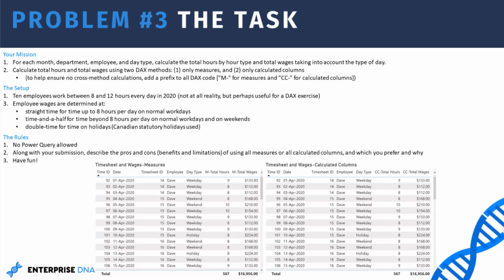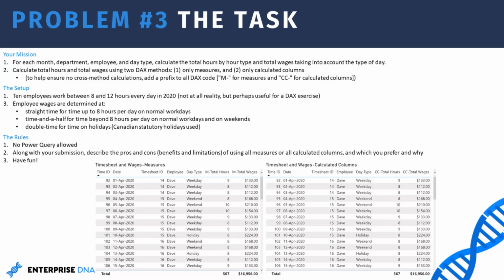So the description of the time data is such that we have 10 employees that are working between 8 and 12 hours every day in 2020. I know this is not at all reality, but will hopefully be useful as an exercise.